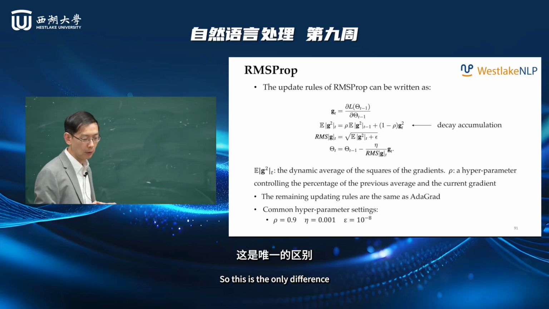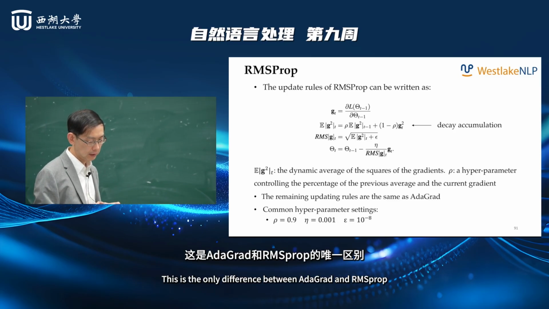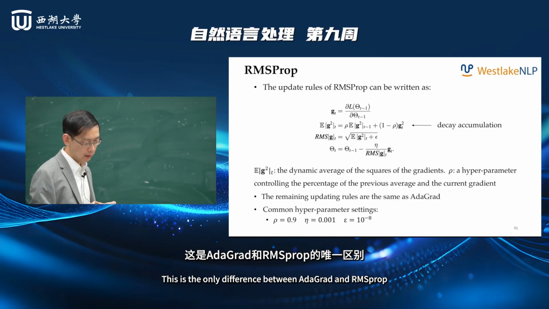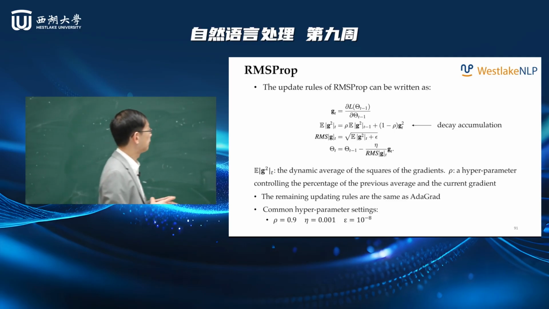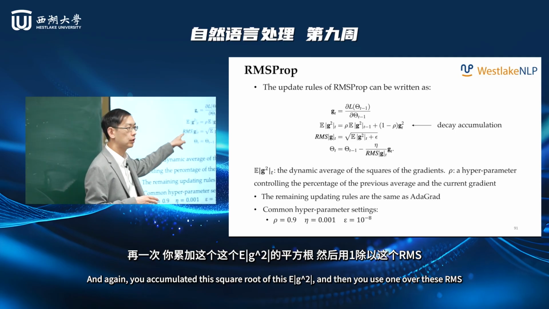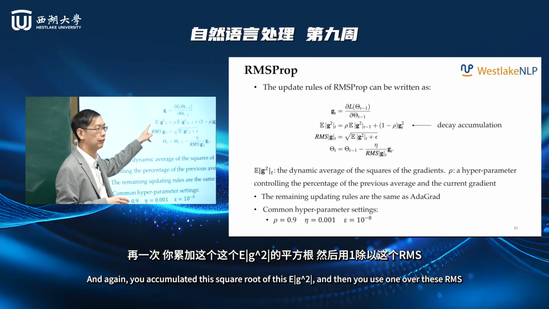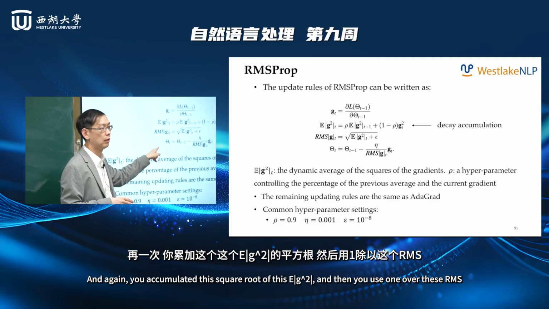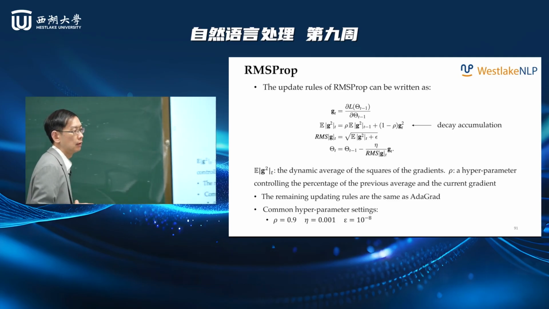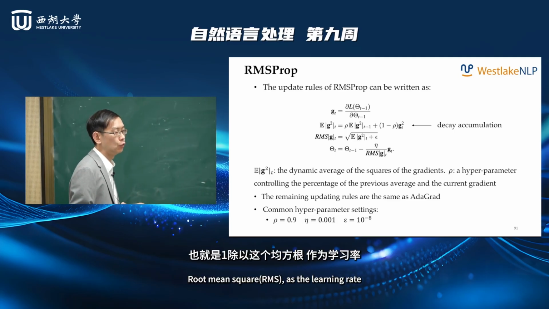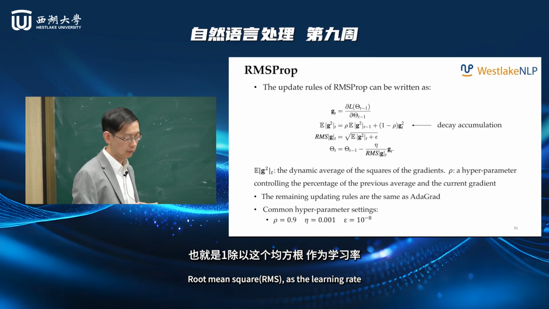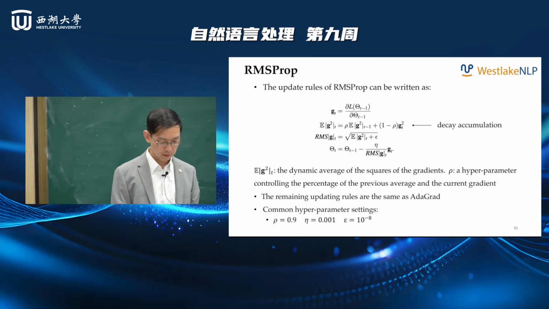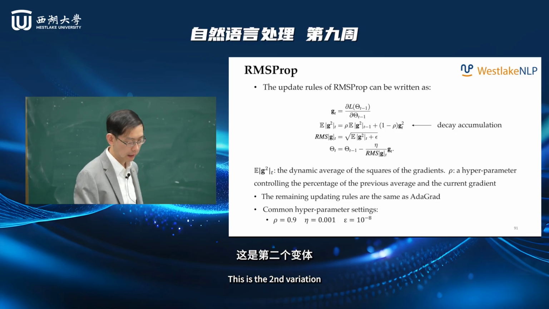Okay, so this is the only difference between AdaGrad and RMS Prop. And again, you accumulate and take the square root of this EG square, and then you use 1 over this RMS, root mean square, as the learning rate. Okay, this is the second variation.